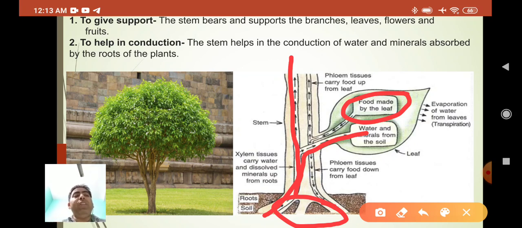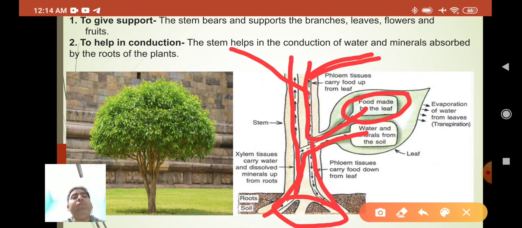Whatever finished product is there, this product is passed to the upper part of the stem, giving to the other leaves, other fruits, and branches, and it also provides food for the root. So the stem helps in the conduction of water and minerals absorbed by the root of the plant, and it also conducts prepared food from the leaves to the various parts of the plant, such as root, stem, and fruits.